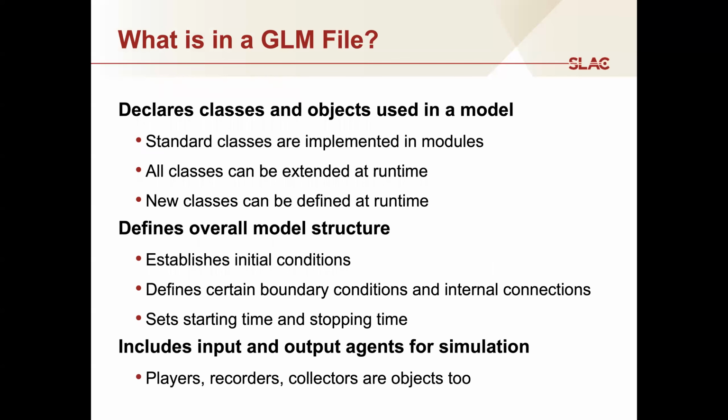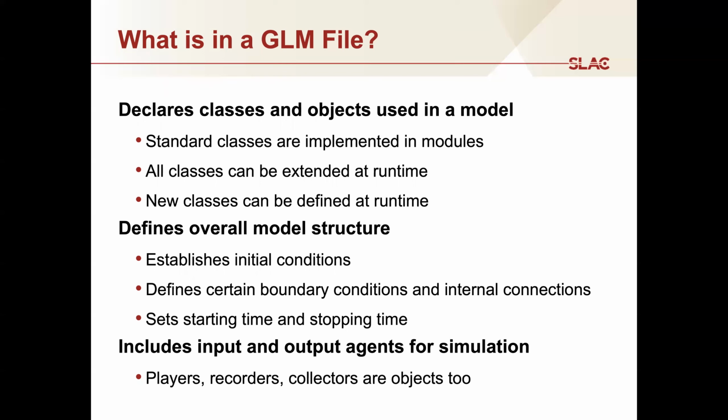So what do you find in a GLM file? Typically, you'll find class declarations, object declarations, modules, the various things that you need to define objects in different domains, like in power flow domain or in buildings or in markets. You can modify classes and add new classes very easily at runtime. You don't have to build a new module to create a new class of object and link those objects to existing ones or to give them new behaviors.